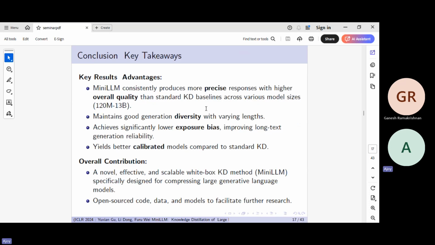Next. This is just the same. So here the final contribution is that they defined a KD method which is better than standard KD, but it has high variance and requires more compute than normal KD.